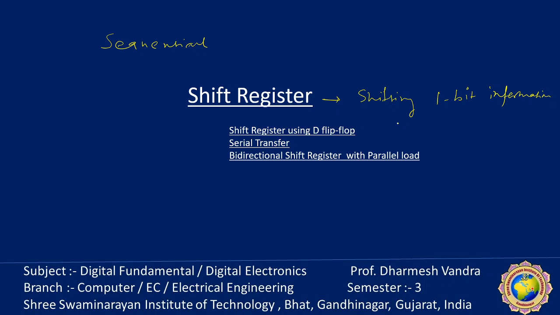And now here the question arises. Suppose I have an information 101101 in binary. So there are two types of shifting possible. One is towards the left hand side and the second one is towards the right hand side.